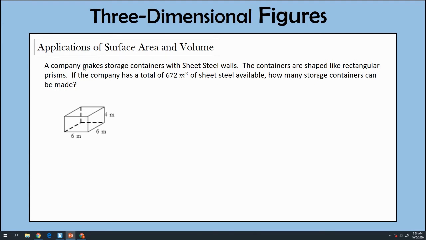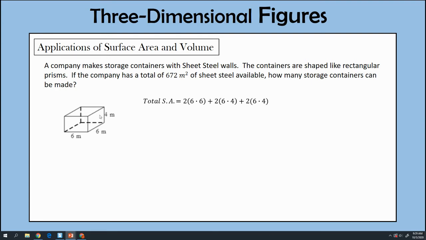Another application. So a company makes storage containers with sheet steel walls. The containers are shaped like rectangular prisms. If the company has 672 square meters of sheet steel available, how many storage containers can be made? Okay, so here's the storage container. And so they're talking about the walls of it. And since we're talking about the surface of the walls, we're talking surface area. So we need to find the surface area for this rectangular prism.